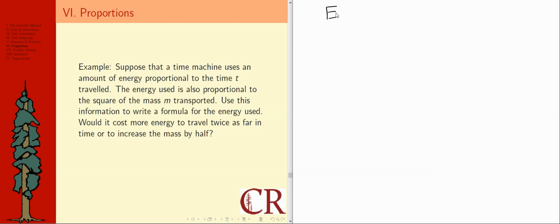But anyways, if it's saying energy use is proportional to time, I could restate that as a proportion. There it is, right? But then it's saying energy use is also proportional to the square of the mass m. So if I want to write that as a proportion statement, it might look like E is proportional to m squared, like that.